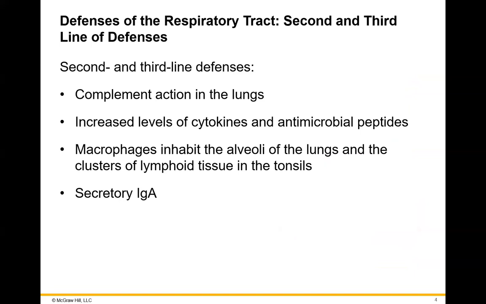Then we have our second and third immune defense lines. These are complement action in the lungs. We learned about that. It's going to help poke holes in the bad guys, initiate your inflammatory response, and help with phagocytosis. That's the opsonization term. Then we have increased levels of cytokines, our signaling molecules, as well as the antimicrobial peptides and macrophages that reside in the alveoli, literally called alveolar macrophages, that are stationed there to get rid of anything that could have made it that deep down into the lungs.